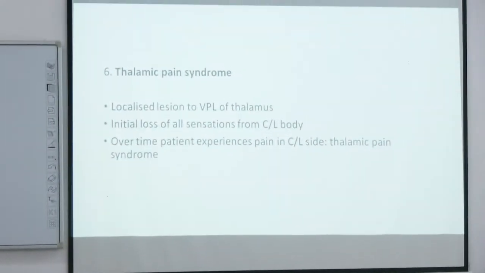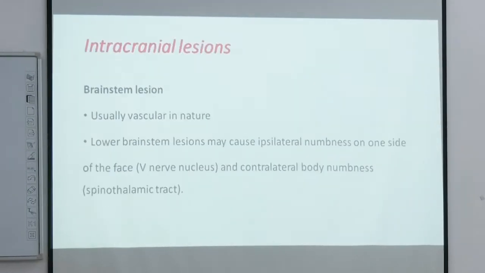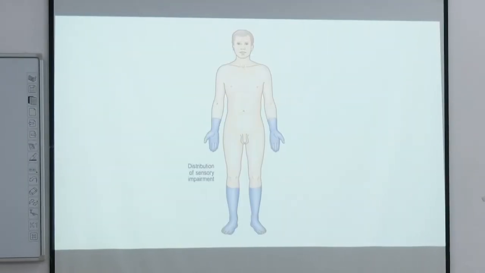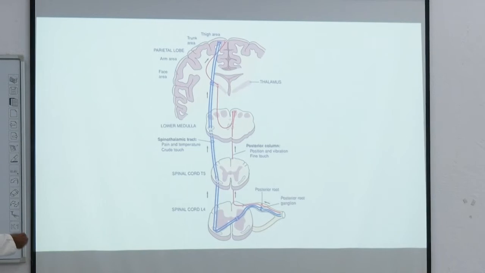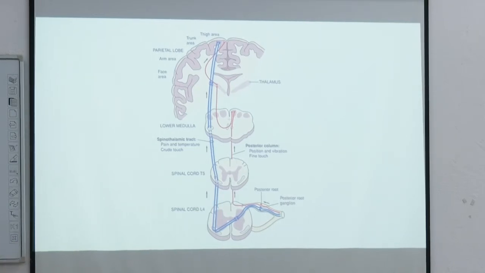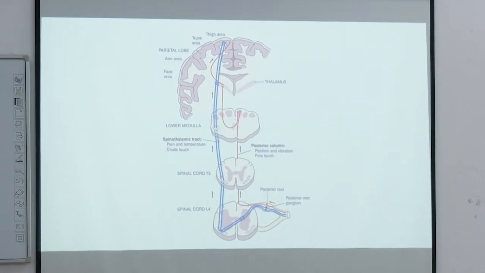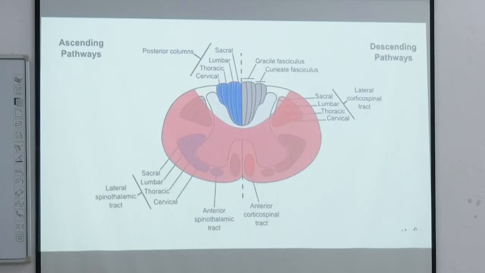Okay, now thalamic pain syndrome. What is thalamic pain syndrome? I have told you that all the sensory tracts, be it your spinothalamic tract or your ascending dorsal column, have a common relay station, and this relay station is at the level of the thalamus. Most commonly, in the course of stroke or cerebrovascular accident, the VPL nucleus is affected. VPL means ventroposterolateral.